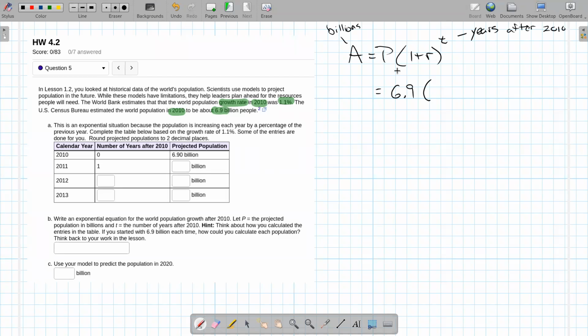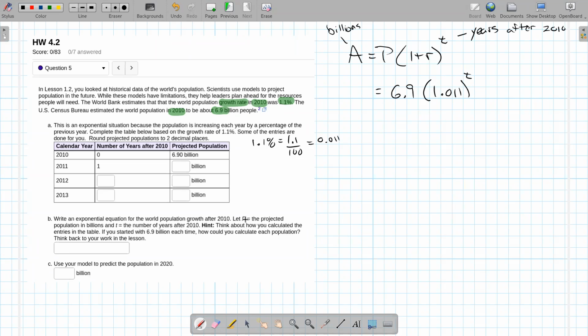And then my rate is 1 plus 1.1 as a decimal. Okay, so 1.1% is 1.1 over 100, which is 0.011. We're adding that to 1 here. 1.011 is my base. Parentheses are pretty optional there. So that's the formula I need to apply.